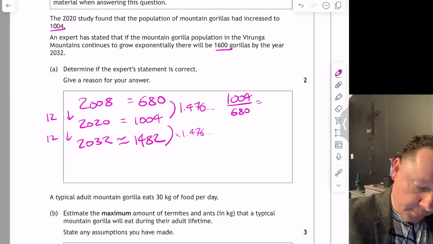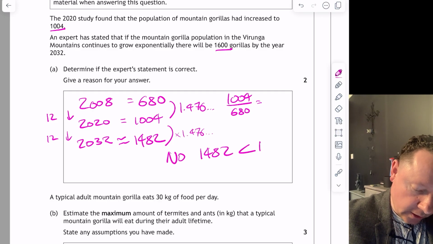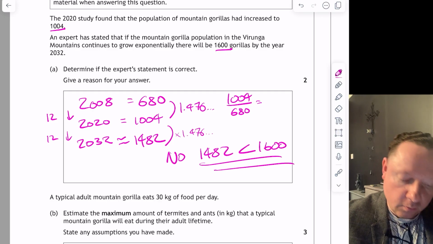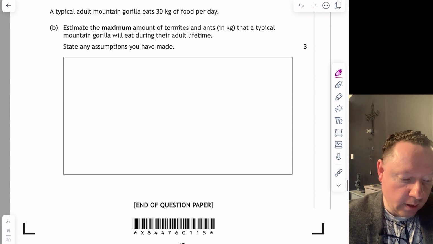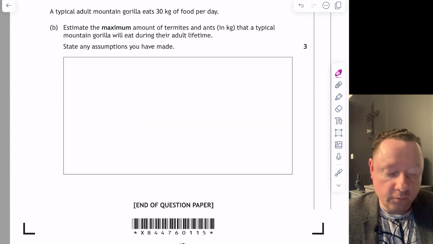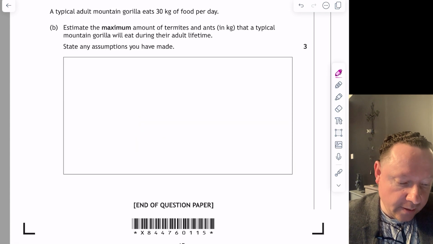So that means that the expert is wrong, because 1482 is much less than 1600, and for exponential growth to occur, 1482 must be the number. Adult mountain gorilla eats 30 kilograms of food per day. Estimate the amount of termites and ants in kilograms that a typical mountain gorilla will eat during their adult lifetime. State any assumptions you make.